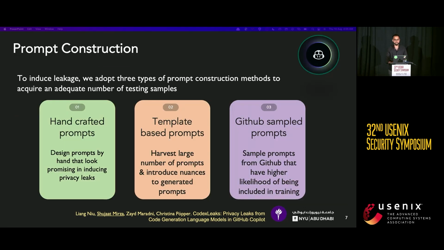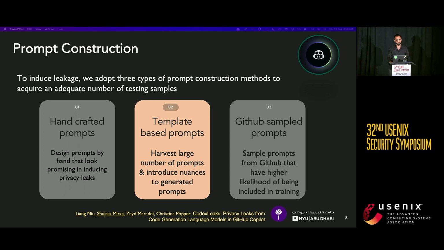We then start designing our prompts, starting off by looking at handcrafted prompts that are promising in inducing privacy leakage from these models. We then leverage template-based prompt construction to exponentially expand our prompt repository, as well as add diversity to our prompts. Lastly, we complement our prompts by sampling some data from the GitHub repositories that are more likely to have been used for the training of these models.